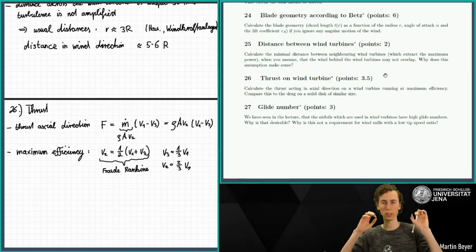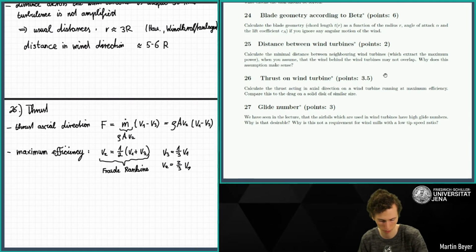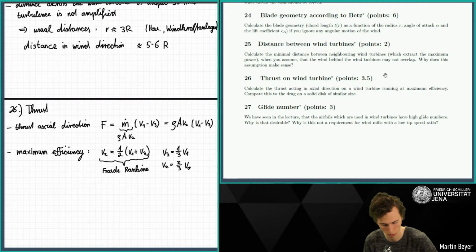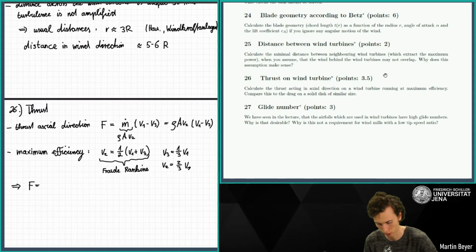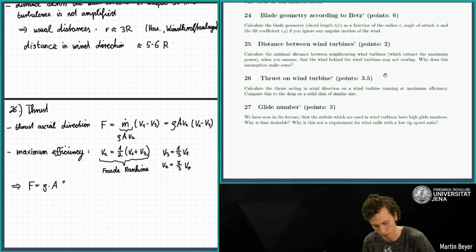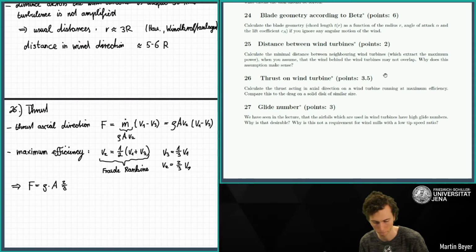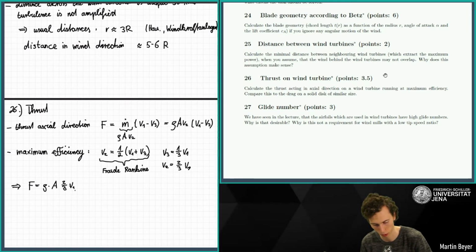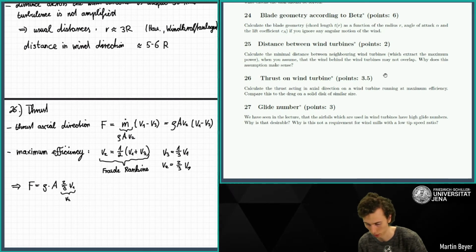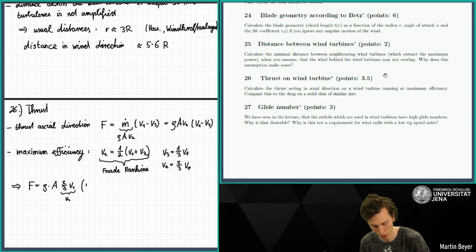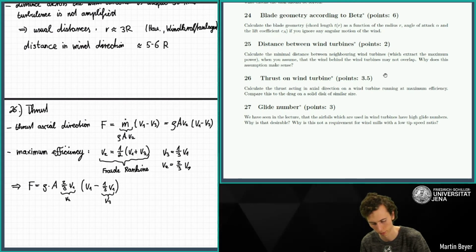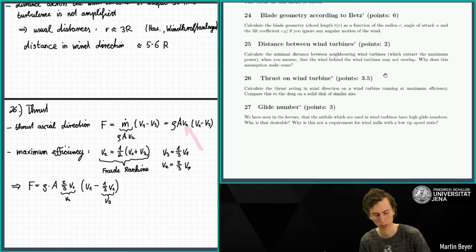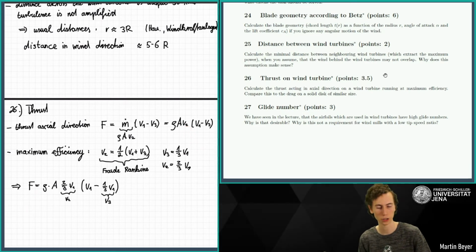Now we can plug all of these components into our formula for the force, which corresponds to the thrust. And there we find that the force is just rho times A times 2/3 of V1. This was just V2. And times V1 minus 1/3 of V1. And this was just V3. So just using this formula here, plugging in, we find this relation.